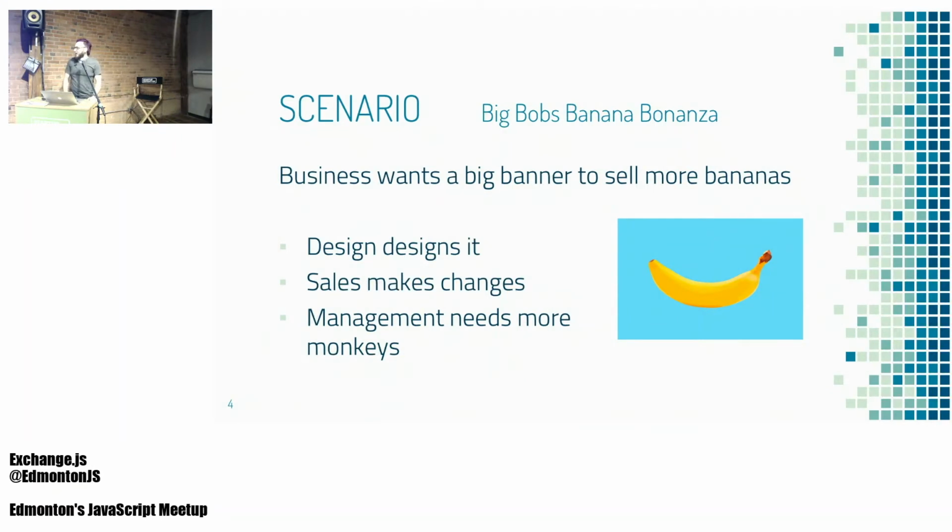So why? Here's a scenario: you work at Big Bob's Banana Bonanza, and business wants a big banner to sell more bananas. So design goes in, designs them a banner. Sales sees that and they say, oh, we need more bananas because we sell bananas. And then management says, no, I think we want some monkeys because people like monkeys. So they'll go in and give it to you to go implement.